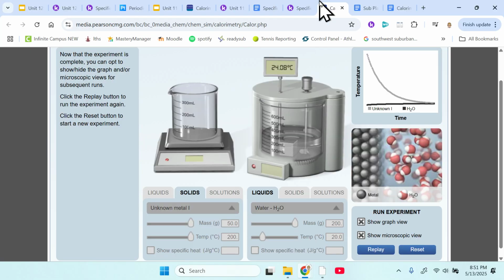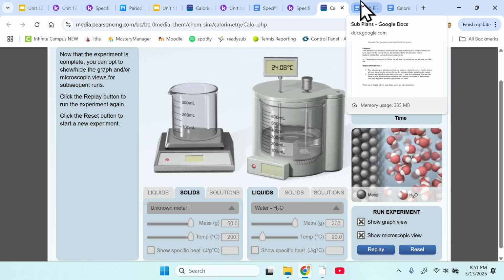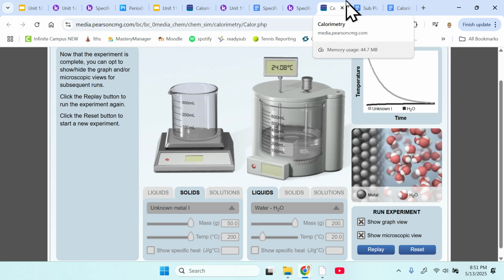All right, repeat that 3 times for unknown metal 1, and then try it again for unknown metal 2 and see how close you can get. And then next week, we'll go ahead and run the real simulation, or the real lab. All right, hope this helped. Good luck on your calorimetry experiment.